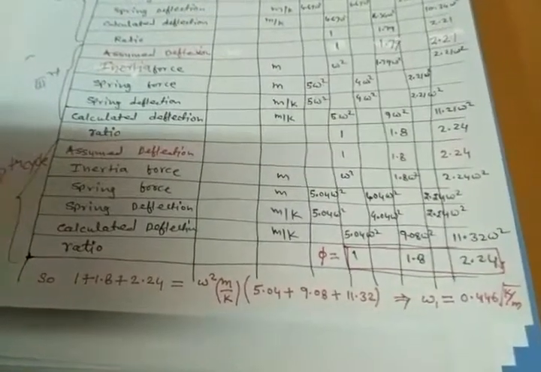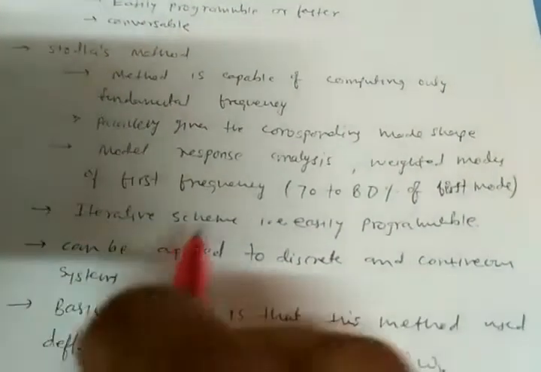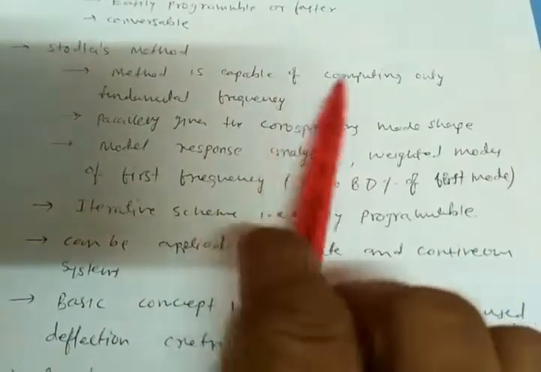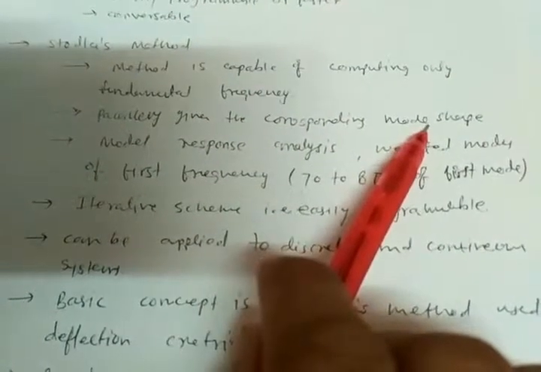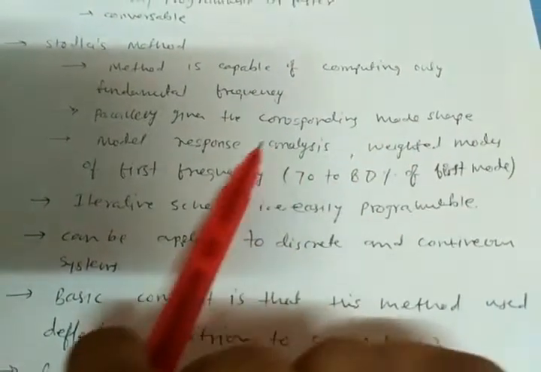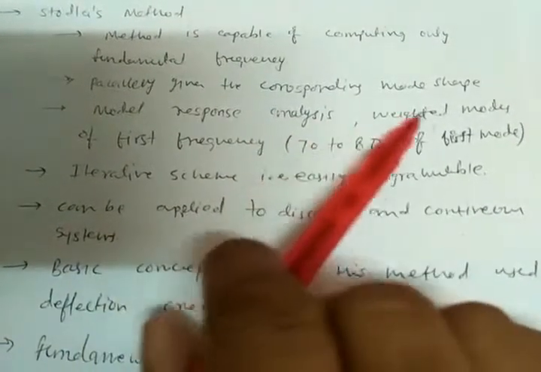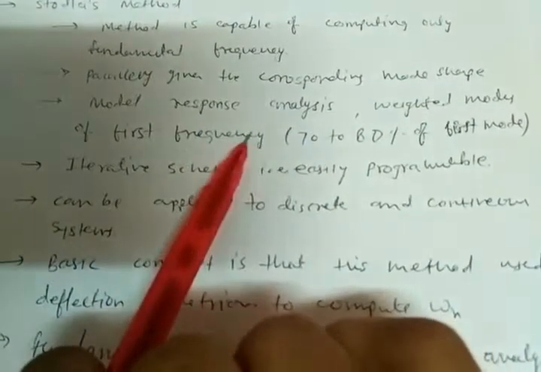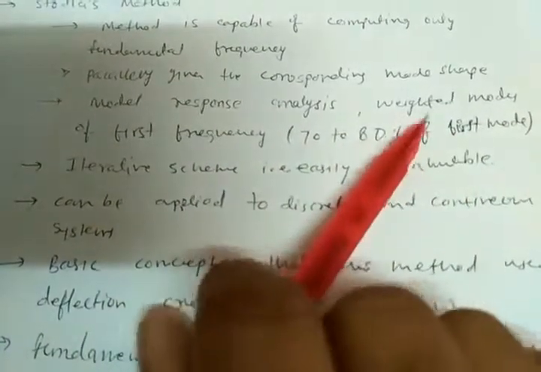Now let us conclude this method by seeing some important points about this method. So see here, these are some points. The method is capable of computing only the fundamental frequency and corresponding mode shape. Modal response analysis of the weighted first frequency generally gives 70 to 80% of the first mode.